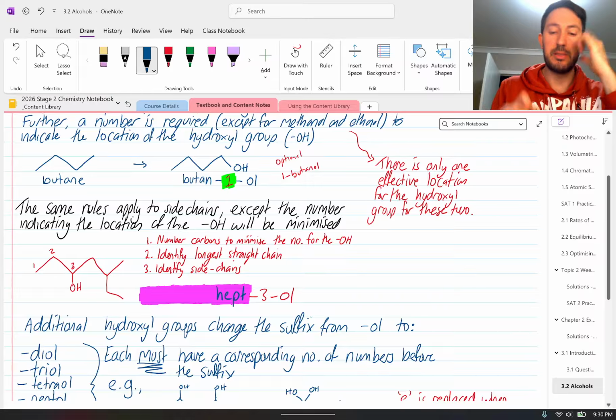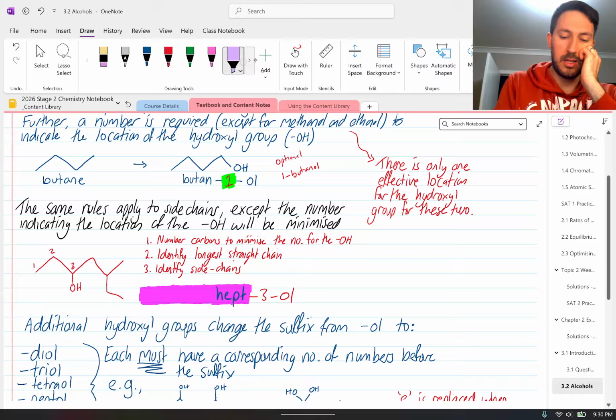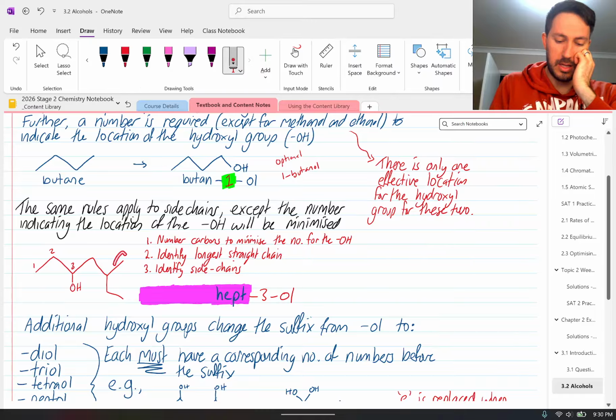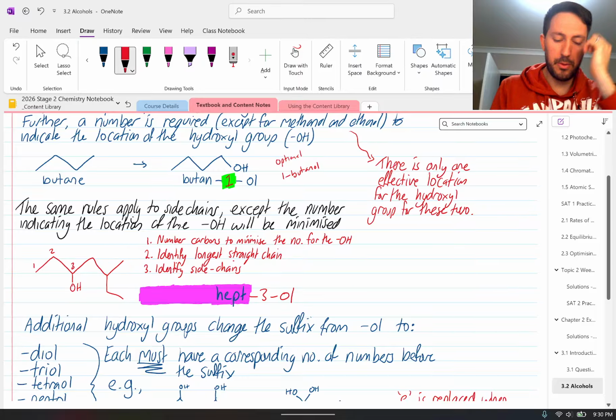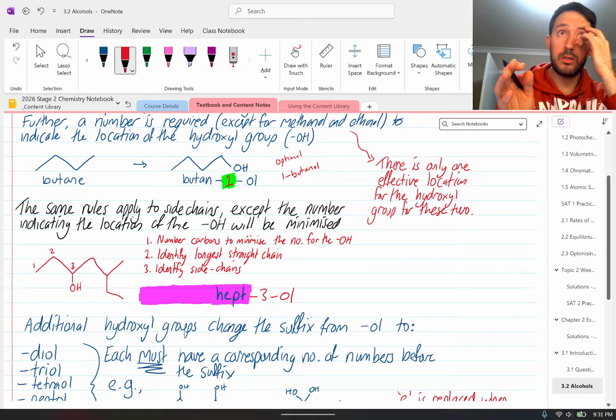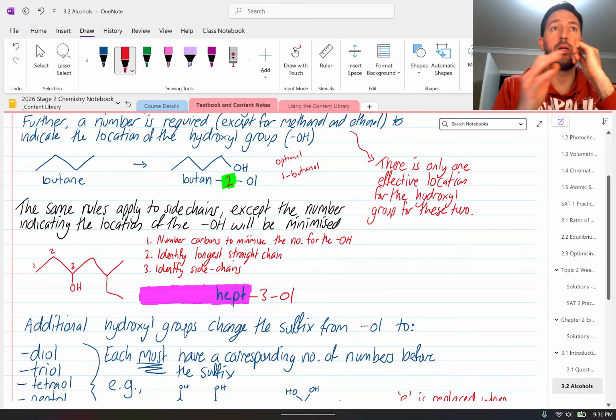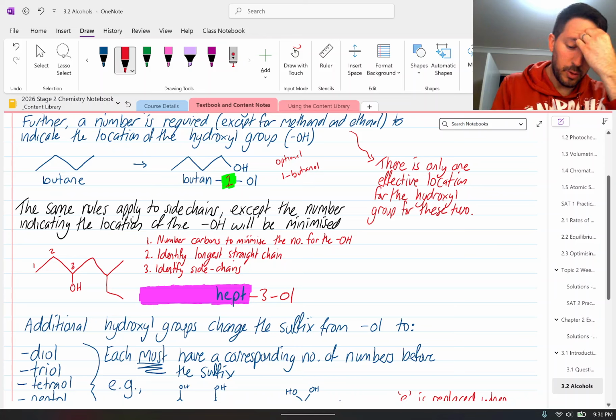Now it does have a substituent, so that is this carbon group here. It is a methyl because it's only one carbon, and the number of the carbon it's on will be based off of the numbering scheme that we started for the OH. So in other words, the 1, 2, 3 that I've put here, we have to continue that: 4, 5, 6, and 7.